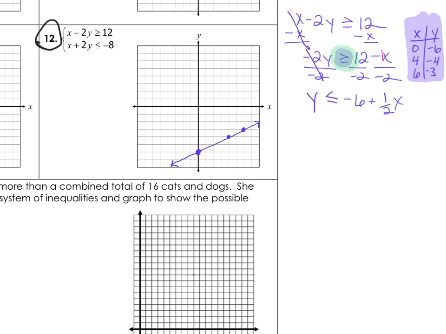The next thing I need to do is decide if it's above or below the line. I think that it's pretty obvious what's above and what's below. Oh, I forgot to label. So x minus 2y is greater than or equal to 12.